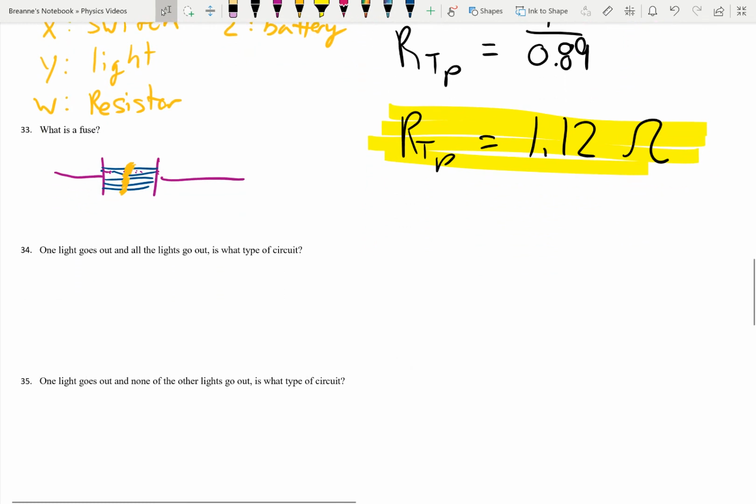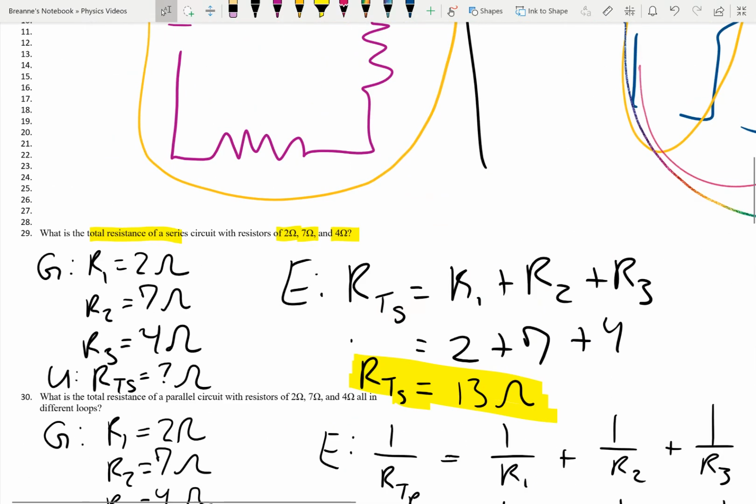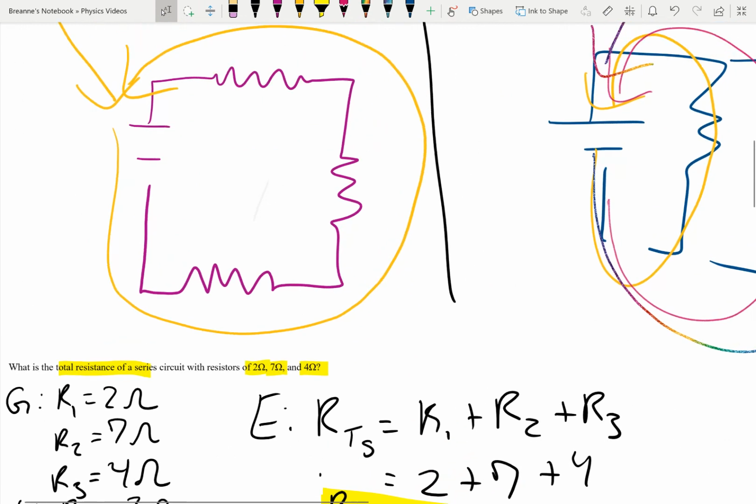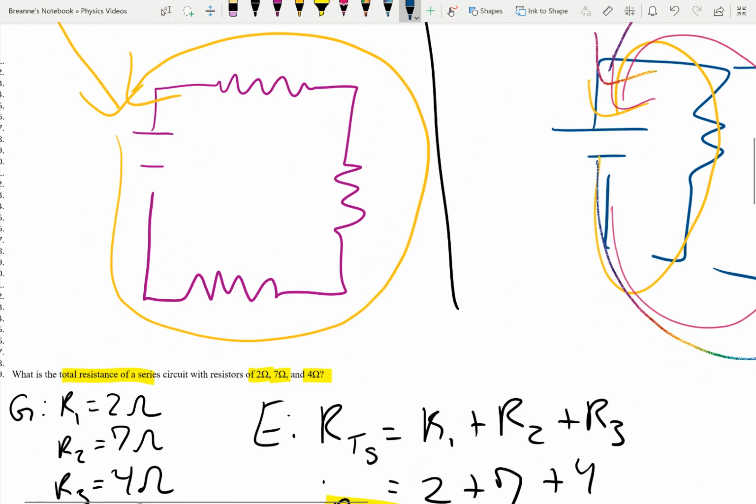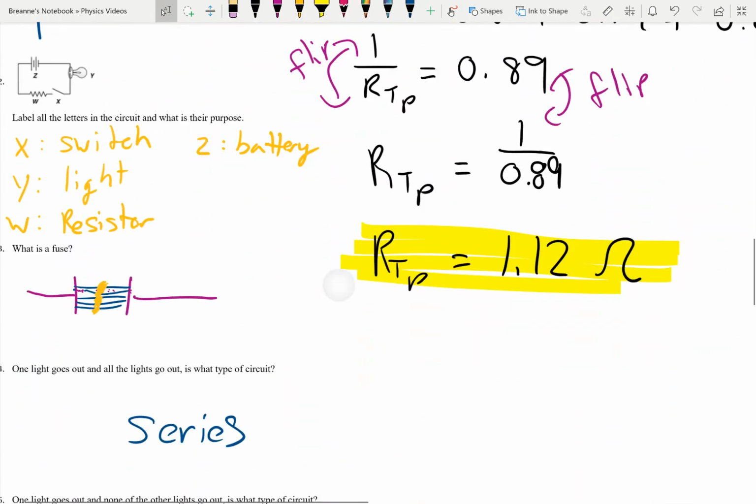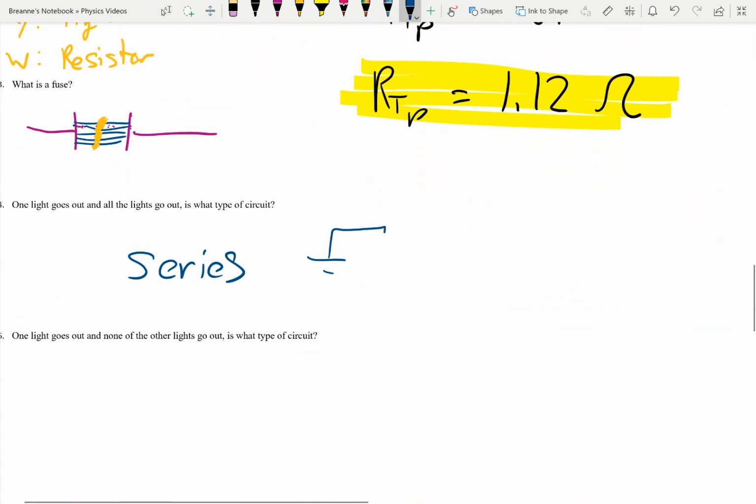So next one, one light goes out and all the lights go out. What type of circuit is this? This will end up being your series circuit. And it's because of that one loop aspect. If you break that connection for one of the loops, so if we have a battery here, resistor, if you break that connection at any point in time, those electrons can't move. So no light bulb is on. So again, that's why it's not very efficient.